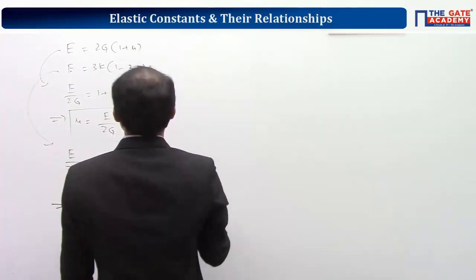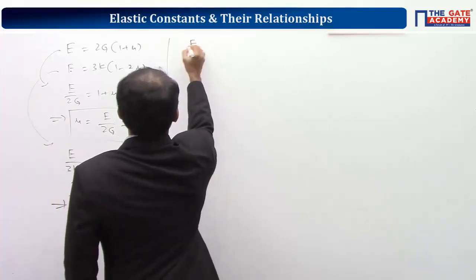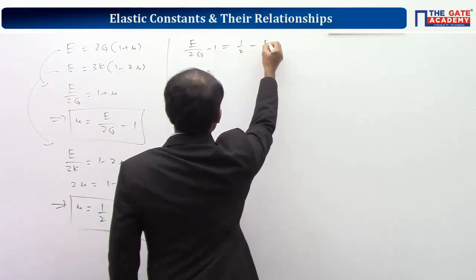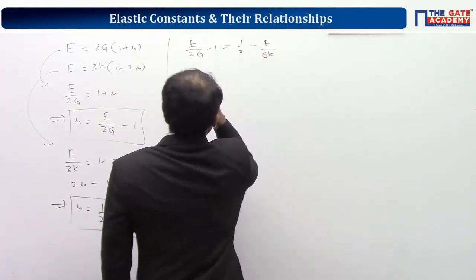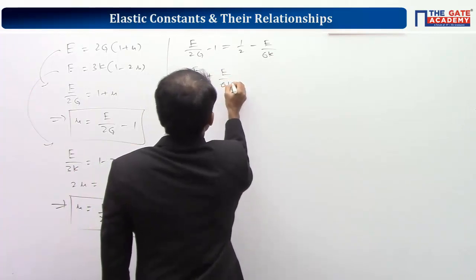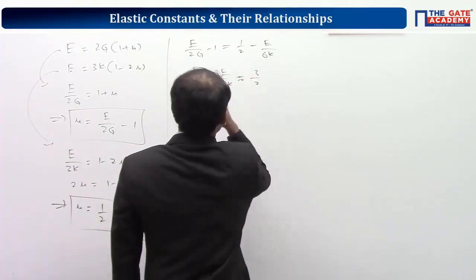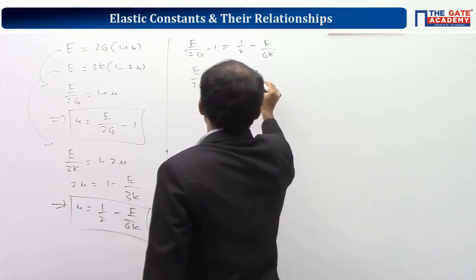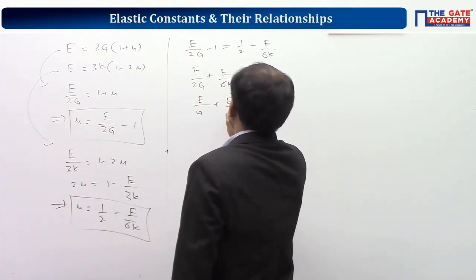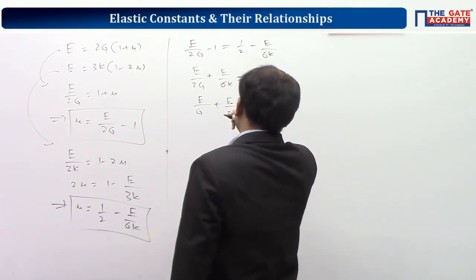So both should be equal. So equating both, you can say E by 2G minus 1 is equal to 1 by 2 minus E by 6K. So this we can write down as E by 2G plus E by 6K is equal to 3 by 2. So in this one, we can remove this 2. So you can say E by G plus E by 3K is equal to 3.